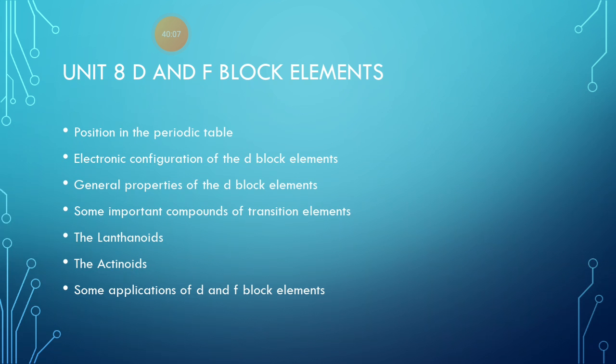Then from the f block elements we are going to discuss the details of the lanthanide and actinide series. So two points are there: the lanthanide series and the actinides. Here we are going to learn about their electronic configuration and their chemical and physical properties, and then finally in this topic we are going to learn about some applications of d and f block elements.